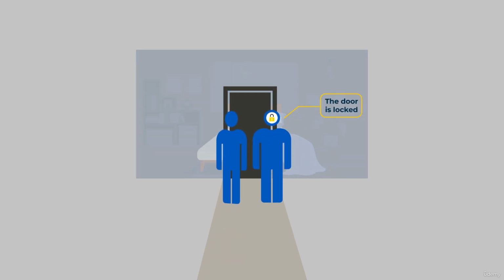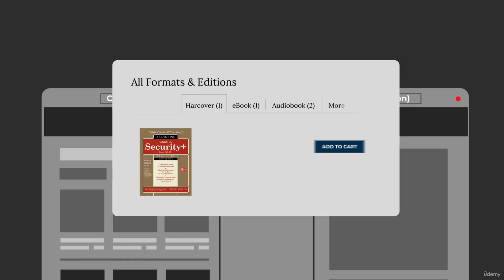One might think the door is locked, while at the same instant, the other person unlocks it. A race condition is when an app's behavior gets unpredictable because multiple operations are trying to happen at the same time, and the winner can affect the outcome. Now let's talk about time of check and time of use.